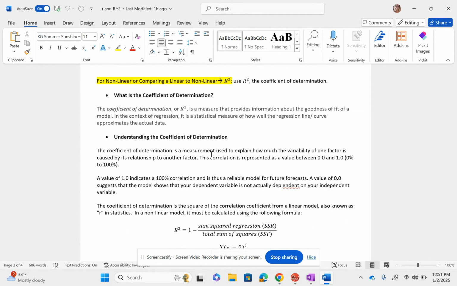So if our scatter plot looks linear, we are going to use this lowercase r here, which is the Pearson correlation coefficient. This is the equation to calculate it by hand. This kind of walks you through what to do for everything.